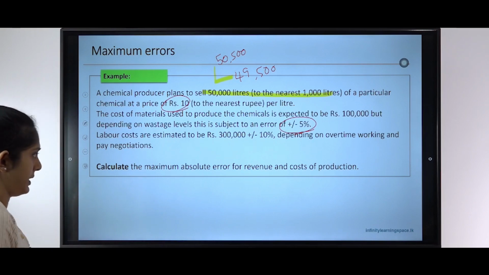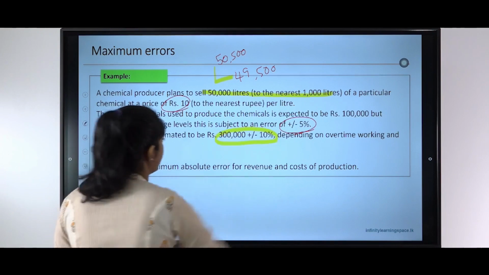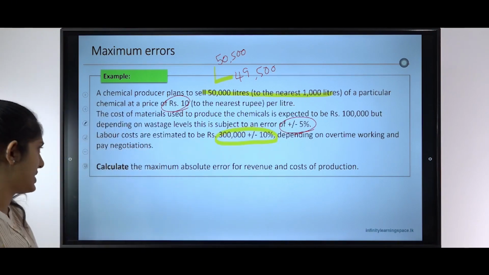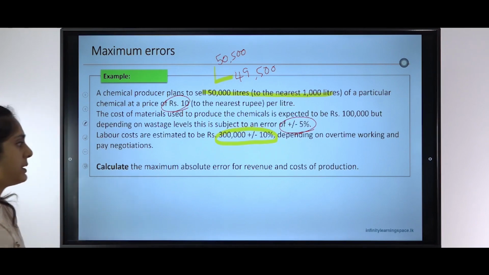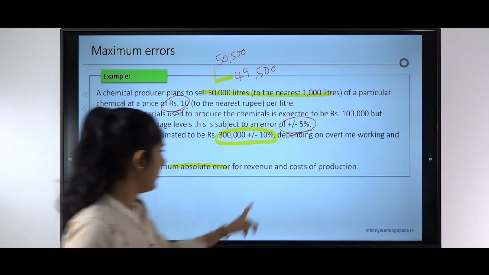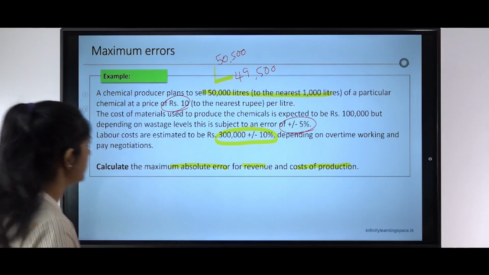Labor costs are estimated to be 300,000. Here also you have an error of 10%, depending on overtime and pay negotiations. Calculate the maximum absolute error. So we need the maximum error for revenue and costs, right? So let's look at that.